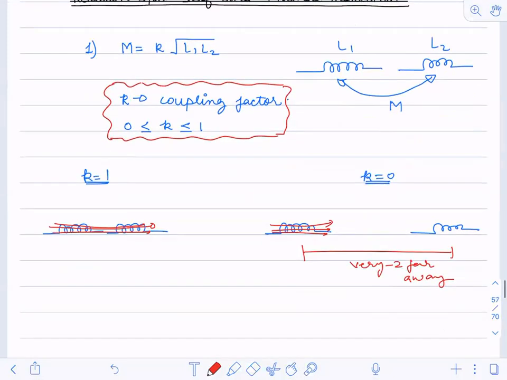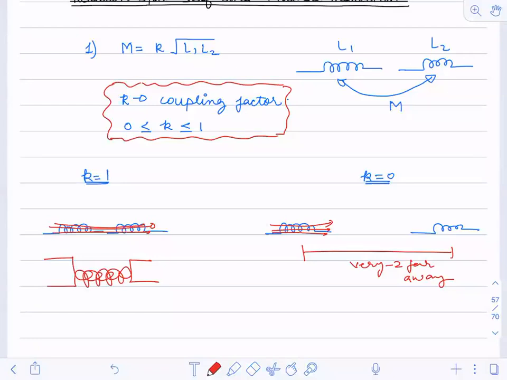And the other case happens when two coils are coaxial. When two coils are coaxial, all the flux of 1 will be linked with 2, and all the flux of 2 will be linked with 1. When they are kept very far away, the flux of 1 will not disturb 2 and the flux of 2 is not going to disturb 1. So can you visualize what the meaning of coupling factor is?